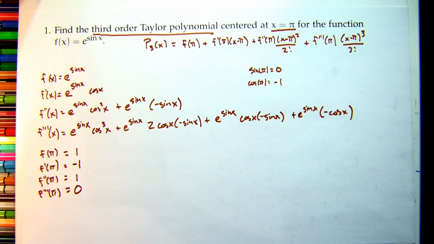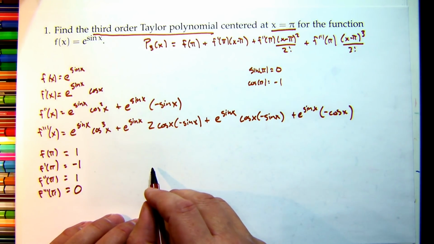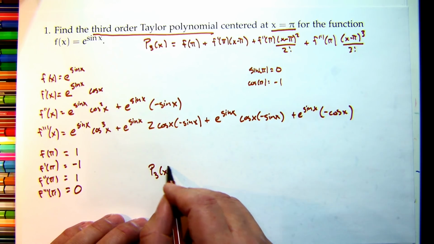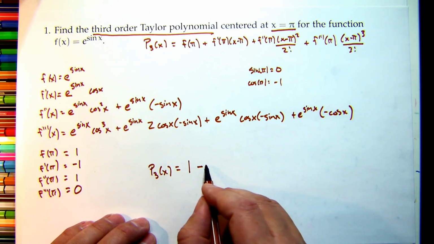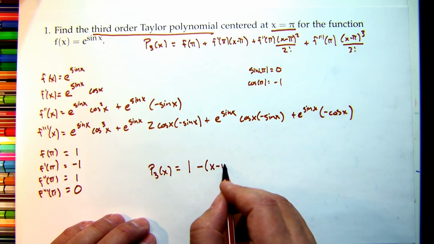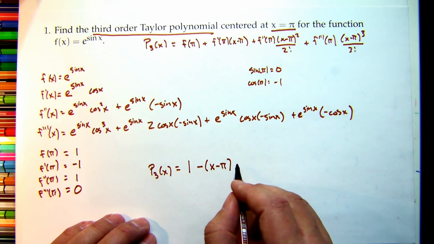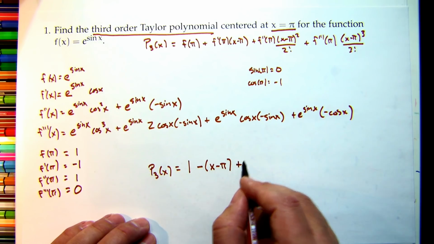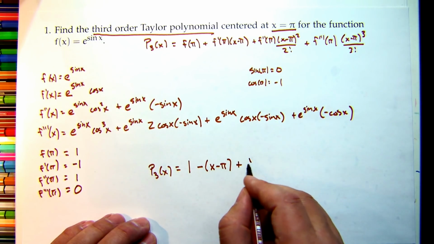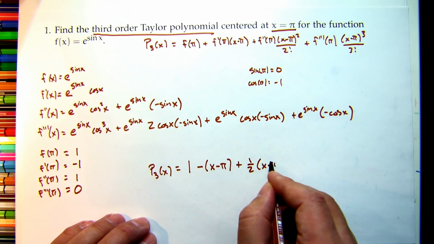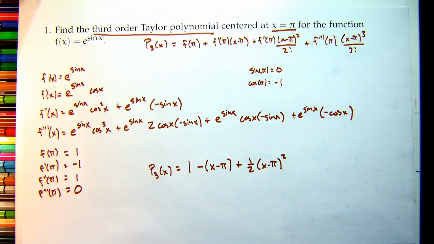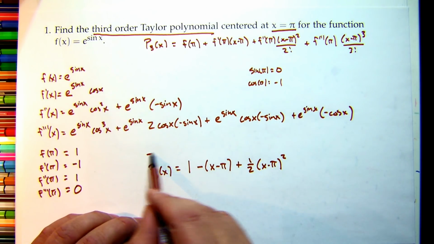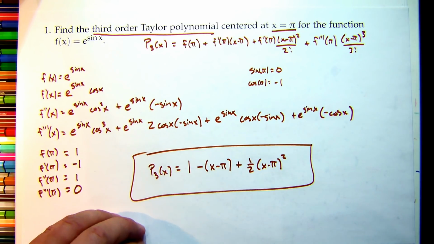Okay. So, our answer, now we just plug in these values. F of pi, 1. F prime of pi, minus 1. So, 1 minus x minus pi. F double prime of pi is plus 1. And 2 factorial, make that a half. X minus pi, quantity squared. F triple prime of pi, 0. Don't put anything. There you go. And so, this is our third order Taylor polynomial.